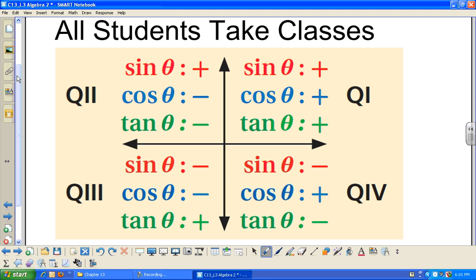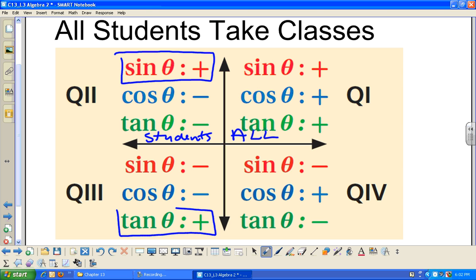In the first quadrant, this is All. All of them are positive in the first quadrant because all your x's are positive and all your y's are positive. In the second quadrant, only your sine is positive. That's Students. The reason why cosine is negative is because your x is negative, and since x is negative, your tangent will be negative.